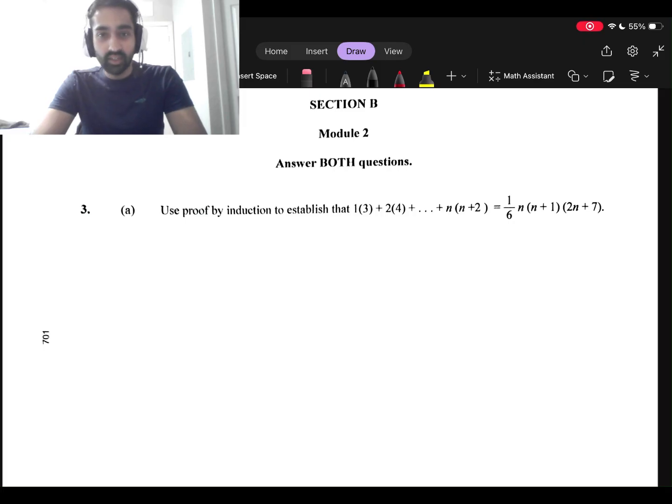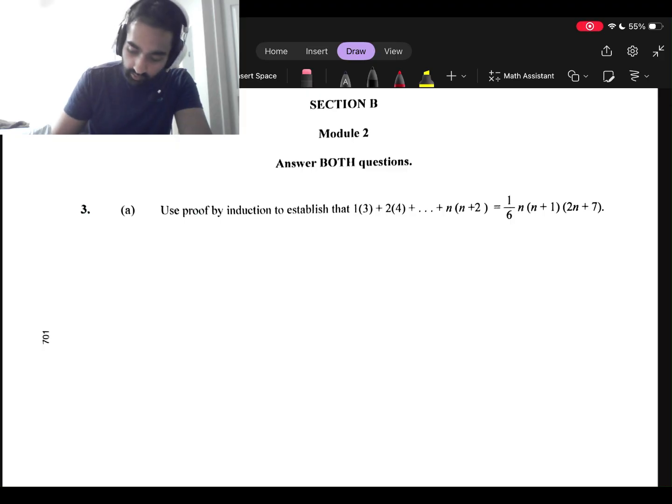There is one extra step where they don't give you the summation form of the left-hand side. They put it in a dot dot dot. So it's up to you to actually figure out what the exact form of this thing is. So let's do that first.